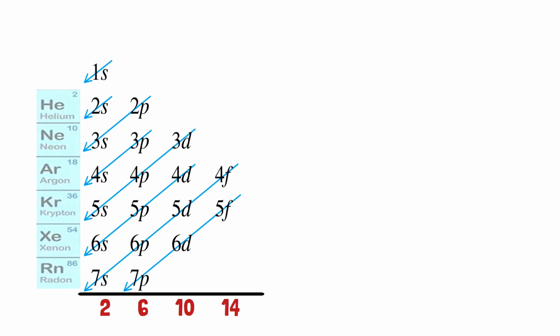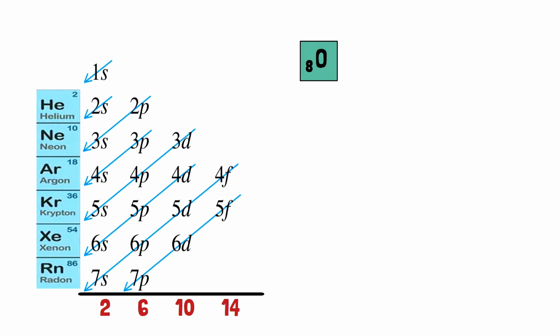So, we will add the symbols of the noble gases next to the energy levels chart, where the helium symbol is next to the 2s sublevel, the neon symbol is next to the 3s sublevel, argon is next to the 4s sublevel, and so on.